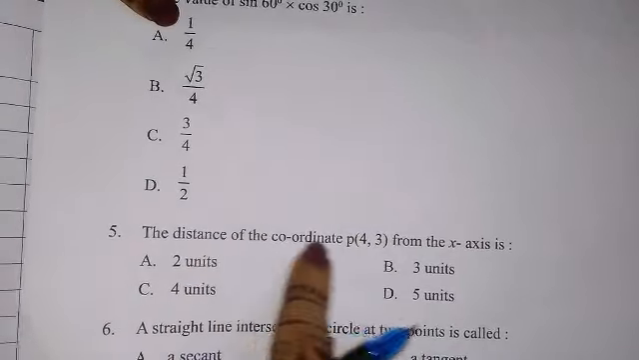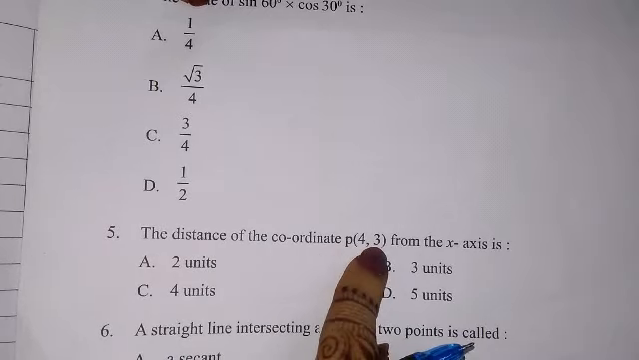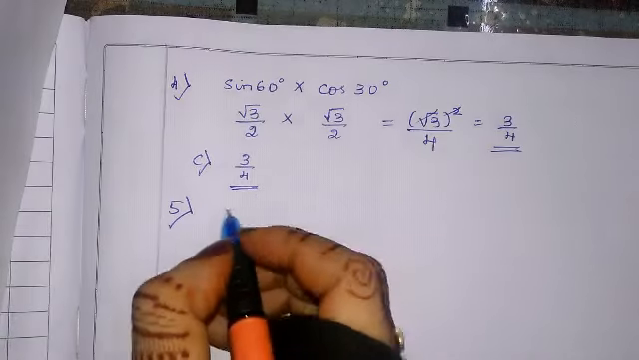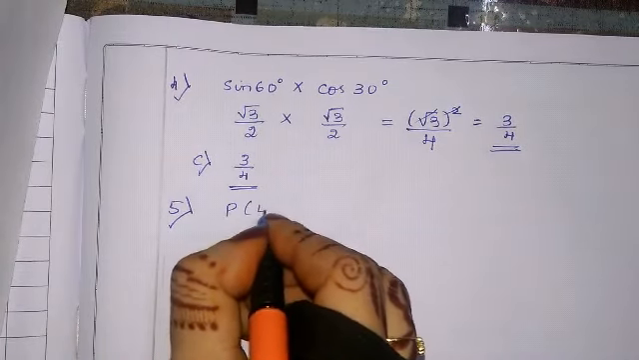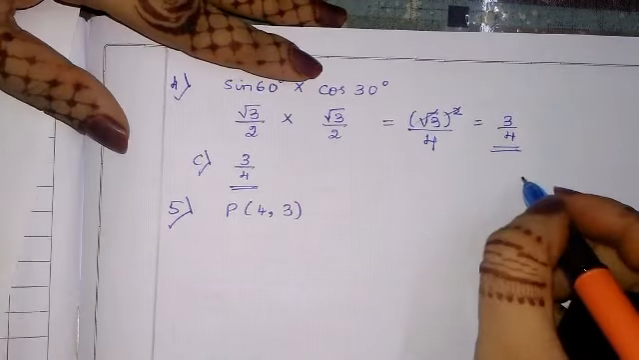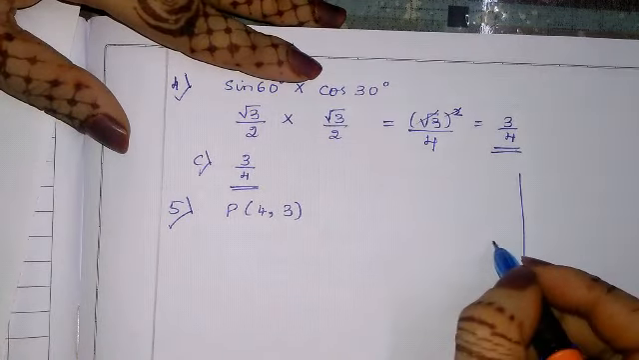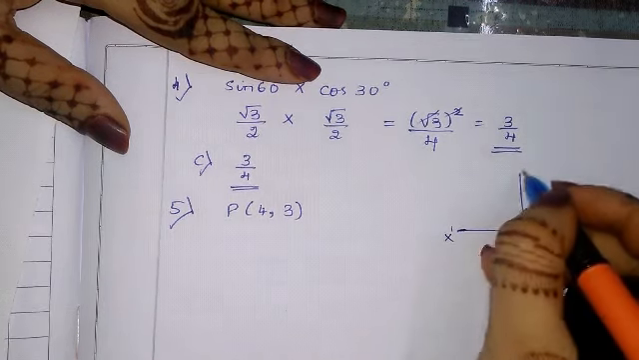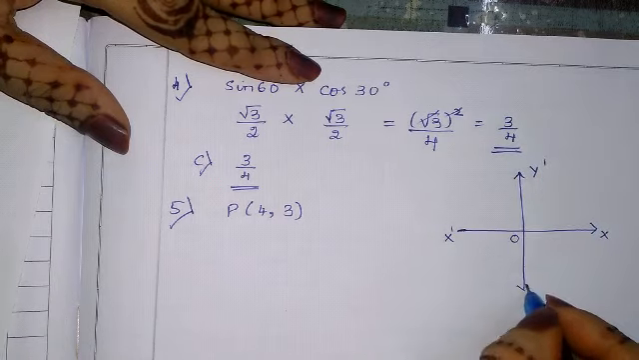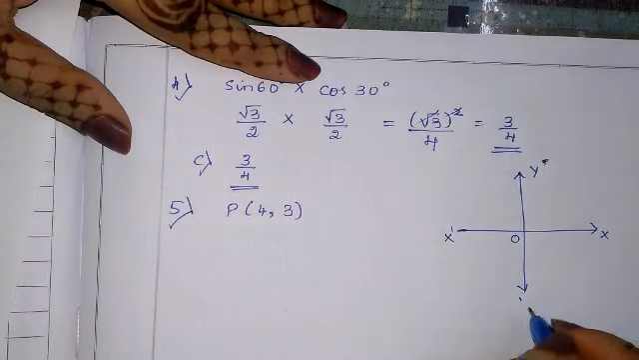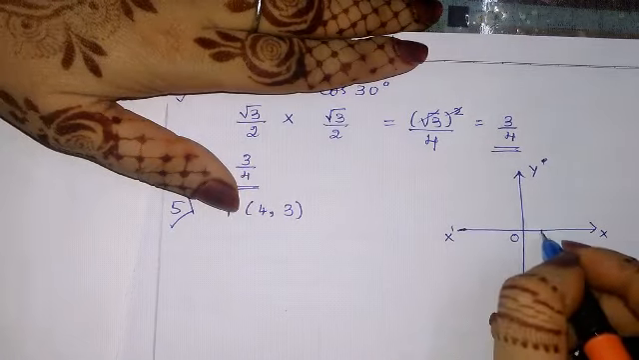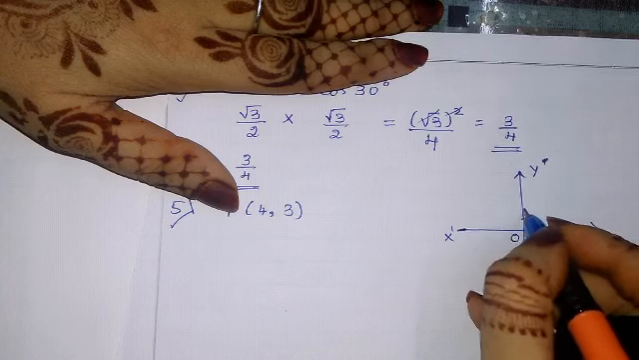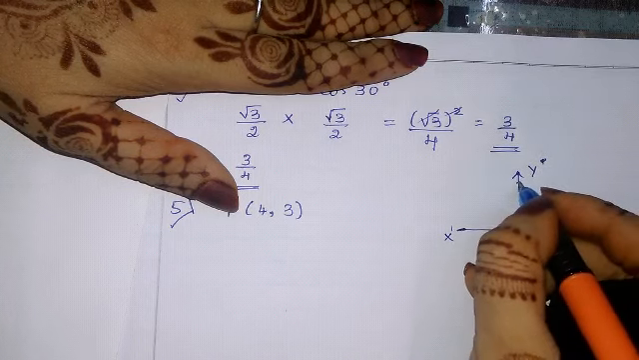The distance of the coordinate P(4, 3) from the x-axis is. Let me draw a small coordinate system. We know this is the x-axis line. This is the y-axis, and y dash. This is 1, 2, 3. Now this is 1, 2, 3, 4.